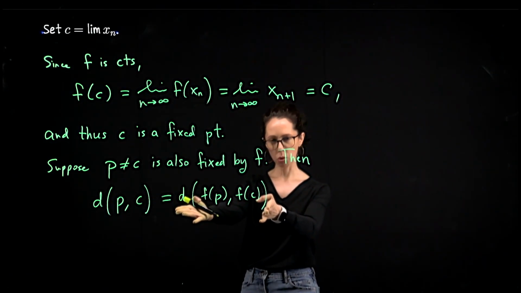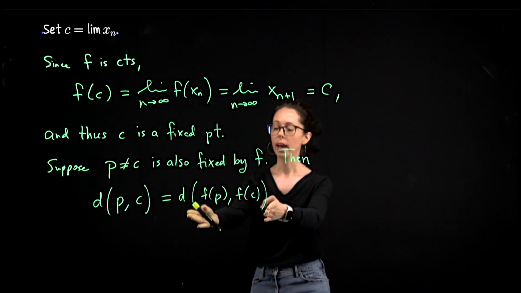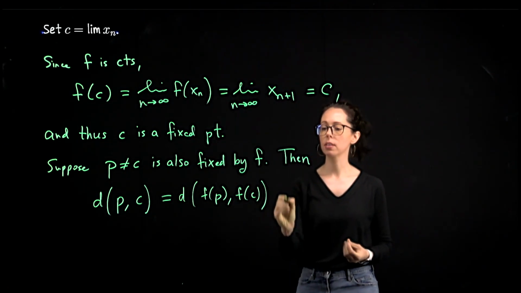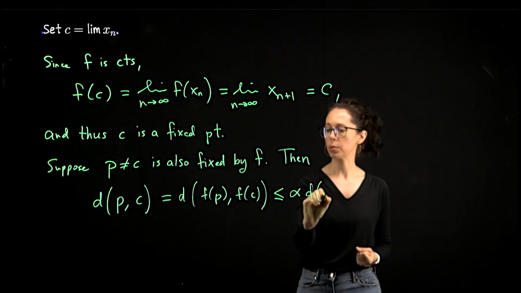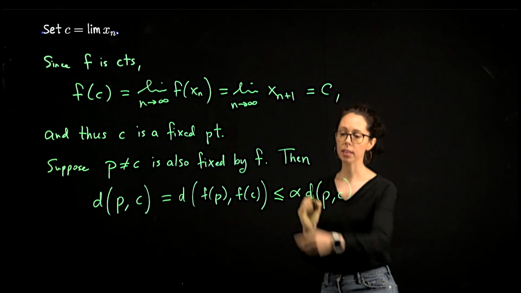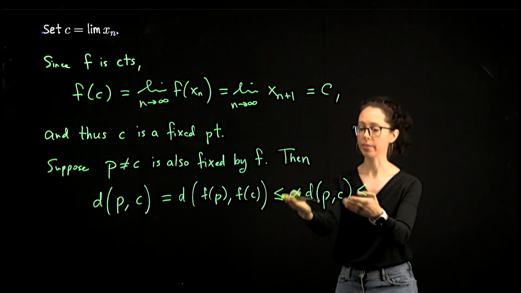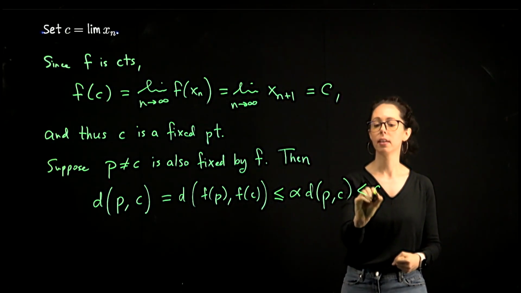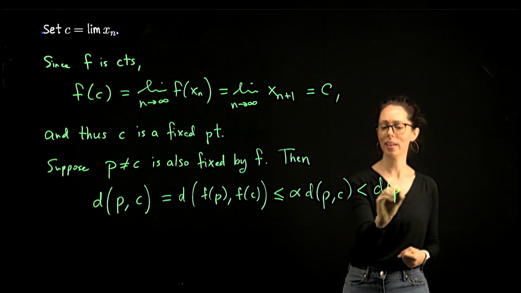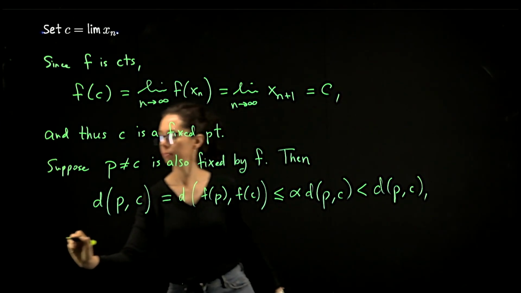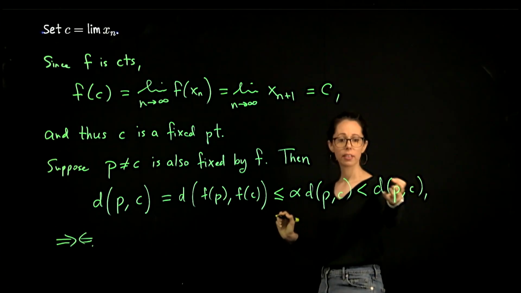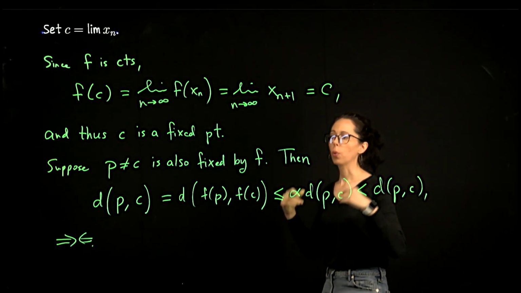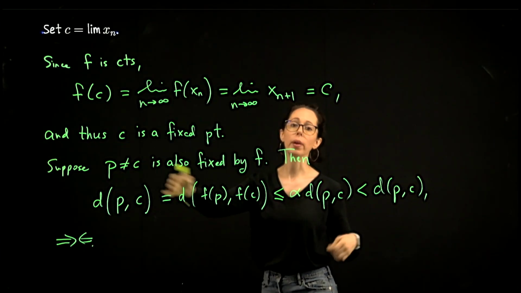Now looking at this, I'm going to use the fact that f is a contraction. I have the distance between two outputs. We know that that is less than or equal to alpha times the distance between the inputs. Alpha is less than 1. So I could actually just say that this is strictly less than what we said on the left, and that's not possible. A number cannot be strictly less than itself. Therefore, there can be no other fixed point, so C is unique.